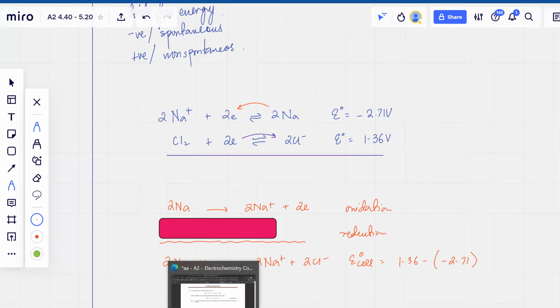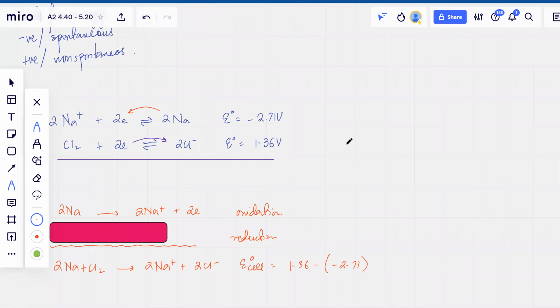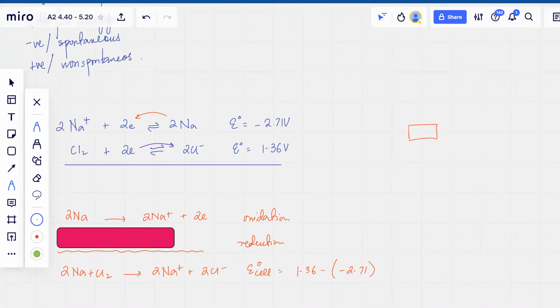Sir, I had a question. Yes. E naught cell is equal to 1.36 minus this value. Why are we subtracting? It's a potential difference between the two. Whenever you have an electrochemical cell, it's the potential difference between the two electrodes. I mean, there's one electrode which has this potential, there's another electrode which has this potential. So what's the potential difference between, like, if you have a resistor and there's 10 volts over here and there's minus 100 volts over here, what's the potential difference across the resistor?